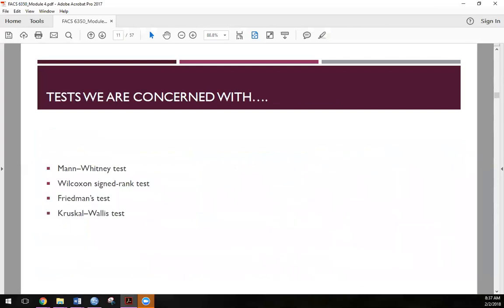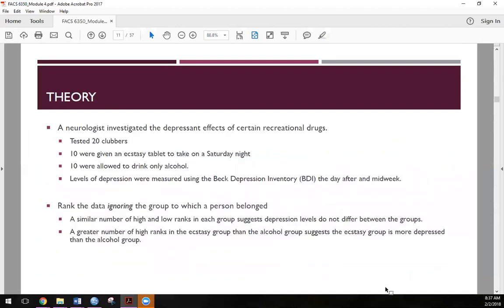So the ones that we are concerned with in this class, the non-parametric tests, are the Mann-Whitney test, the Wilcoxon signed rank test, Friedman's test, and Kruskal-Wallis. So this is going to line up with your textbook very closely, because these are the same examples that Andy Field uses in your textbook.